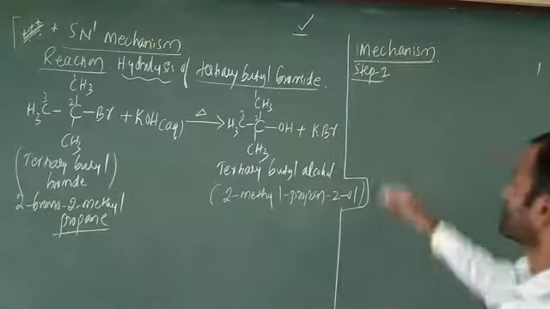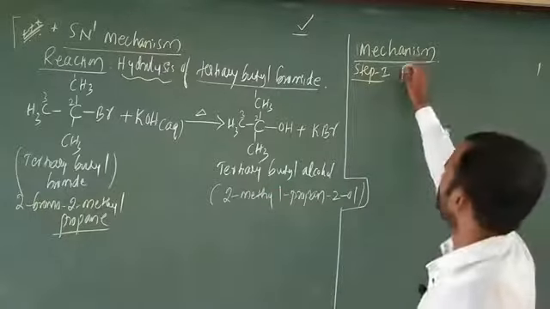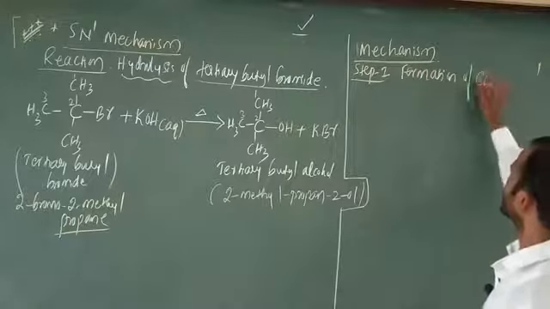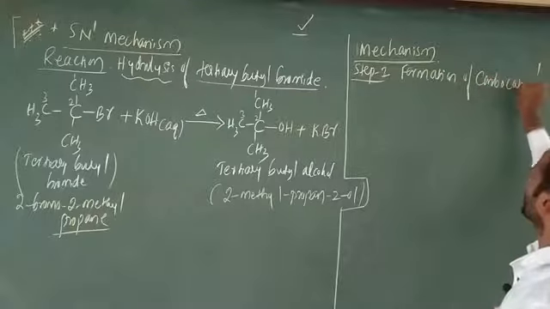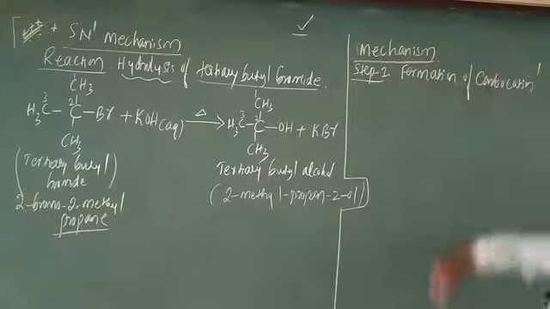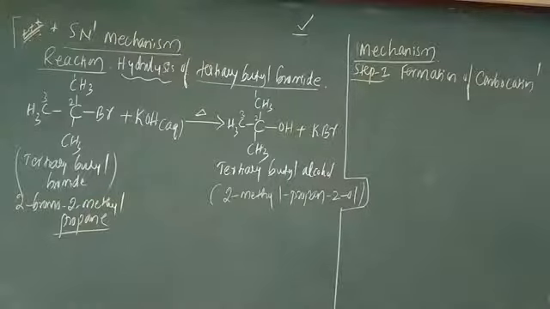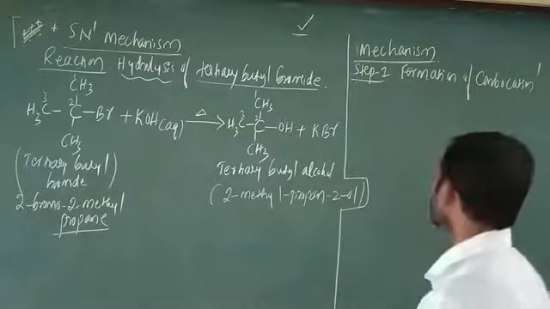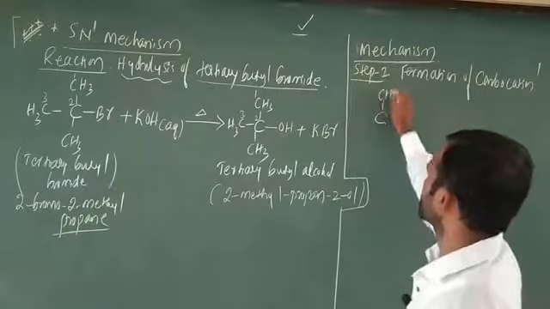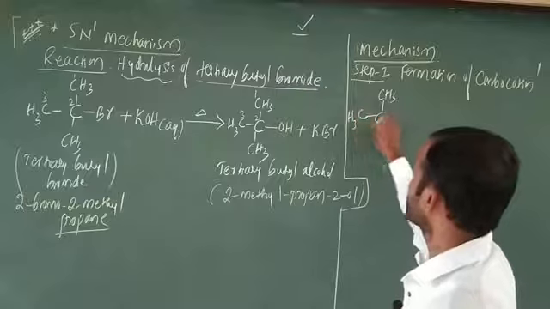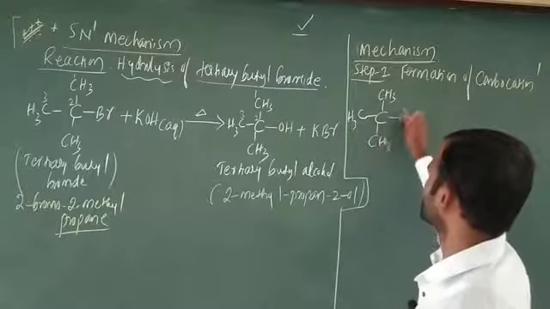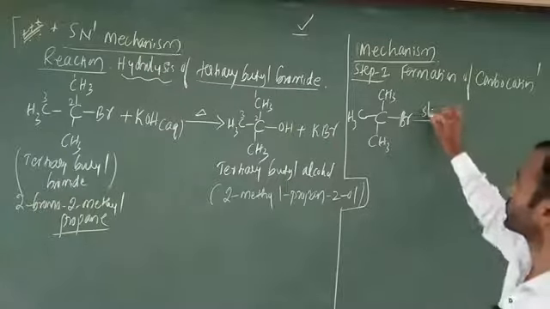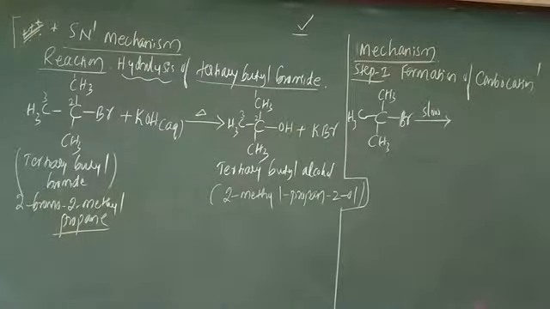That is why I am going to write the formation of carbocation. Our target is the formation of carbocation. I am going to consider the same molecule: CH3, CH3, CH3, and this Br. This indicates a slow reaction, and the product is formed automatically.